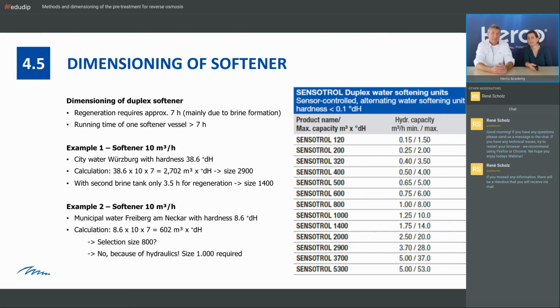And you see that here in the price list, the hydraulic capacity. The size 800 system covers 1 to 8 cubic meters, and we're actually at 10, so we're above. So the 1000 would be the correct one. Exactly.